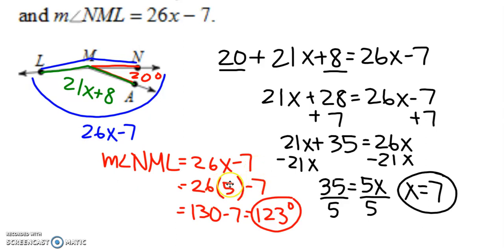Ooh, I plugged in the wrong number. So instead, let me fix that, plug in 7 right here. So 26 times 7 is 182. So let me fix that. Should have 182 here.